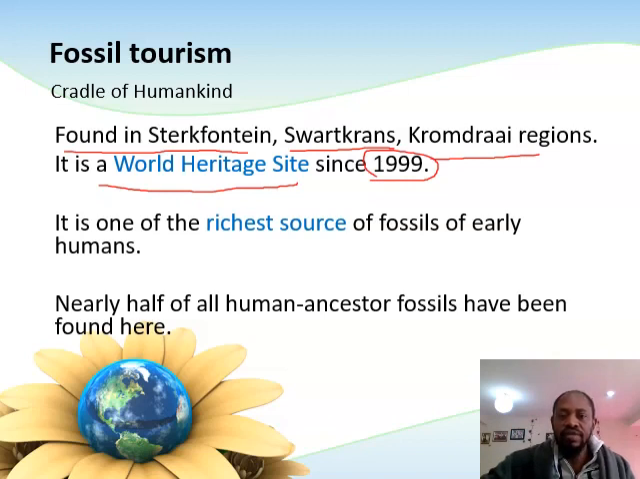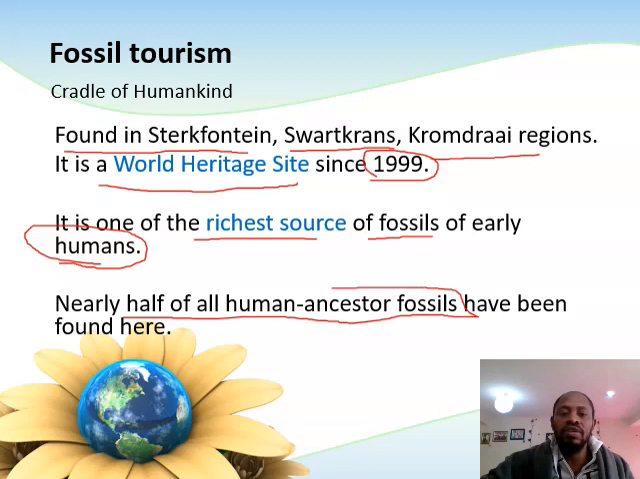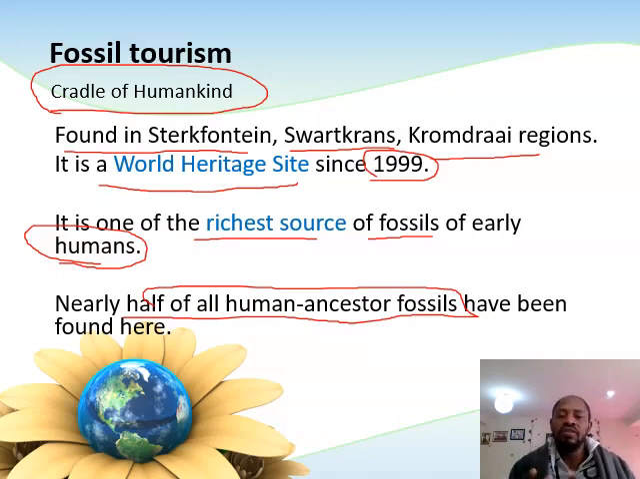It is the richest source of fossils of hominids. Hominids are the early humans. Okay, and nearly half of all human ancestral fossils were found at the Cradle of Humankind. That's why it is so important, because it is like a cradle, where humans originated. We see where we actually come from, what we were like before, the kind of lifestyles that we had.